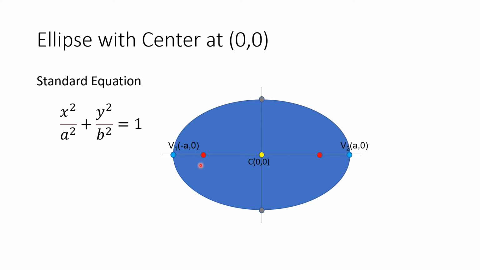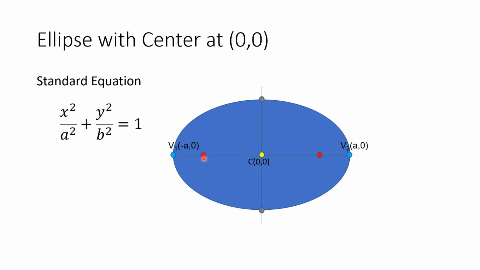For the foci, let's say this is our focus number 1 and this is focus number 2. The distance between the center and this focus is c. However, this is from the center moving to the left going to this focus, that is distance c.